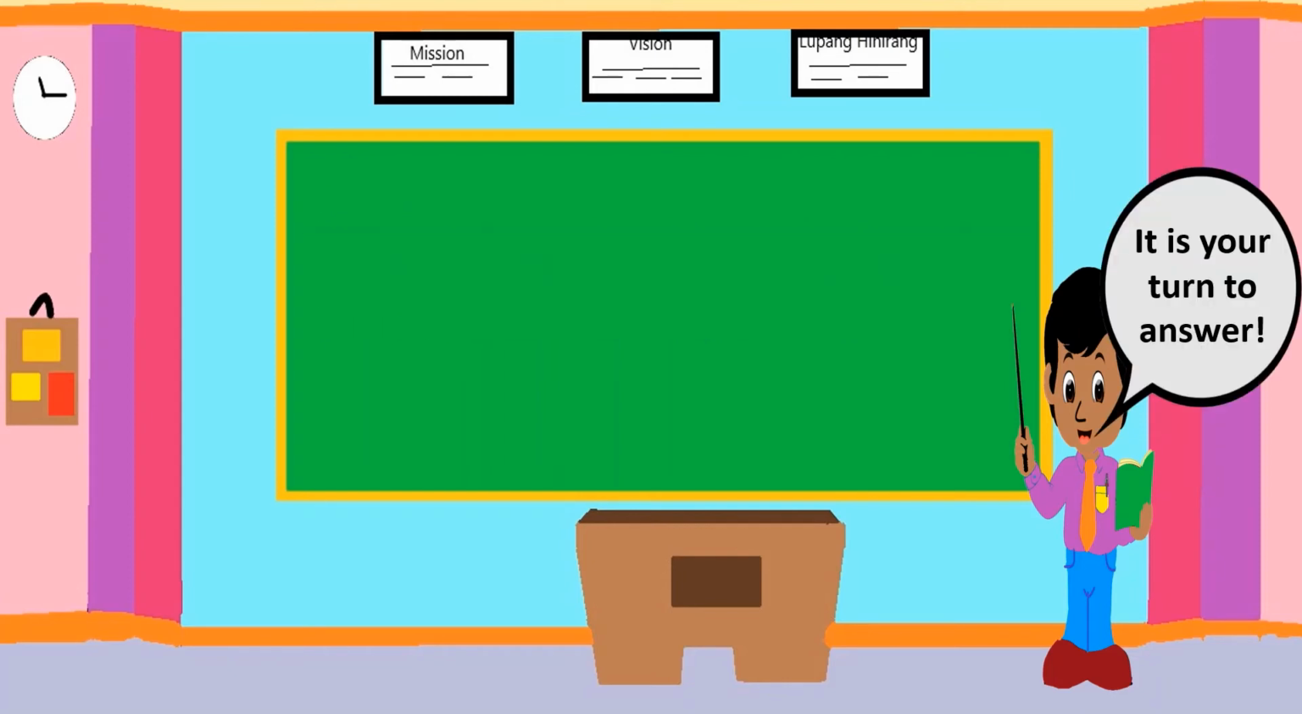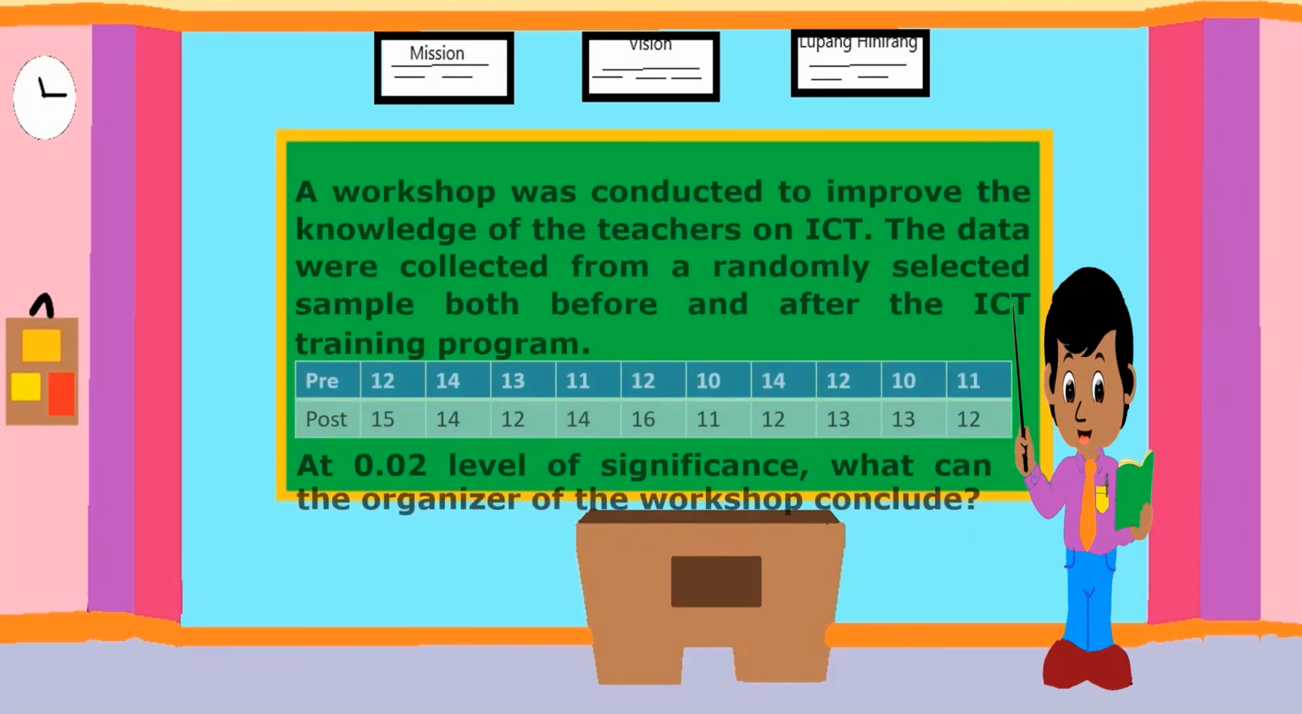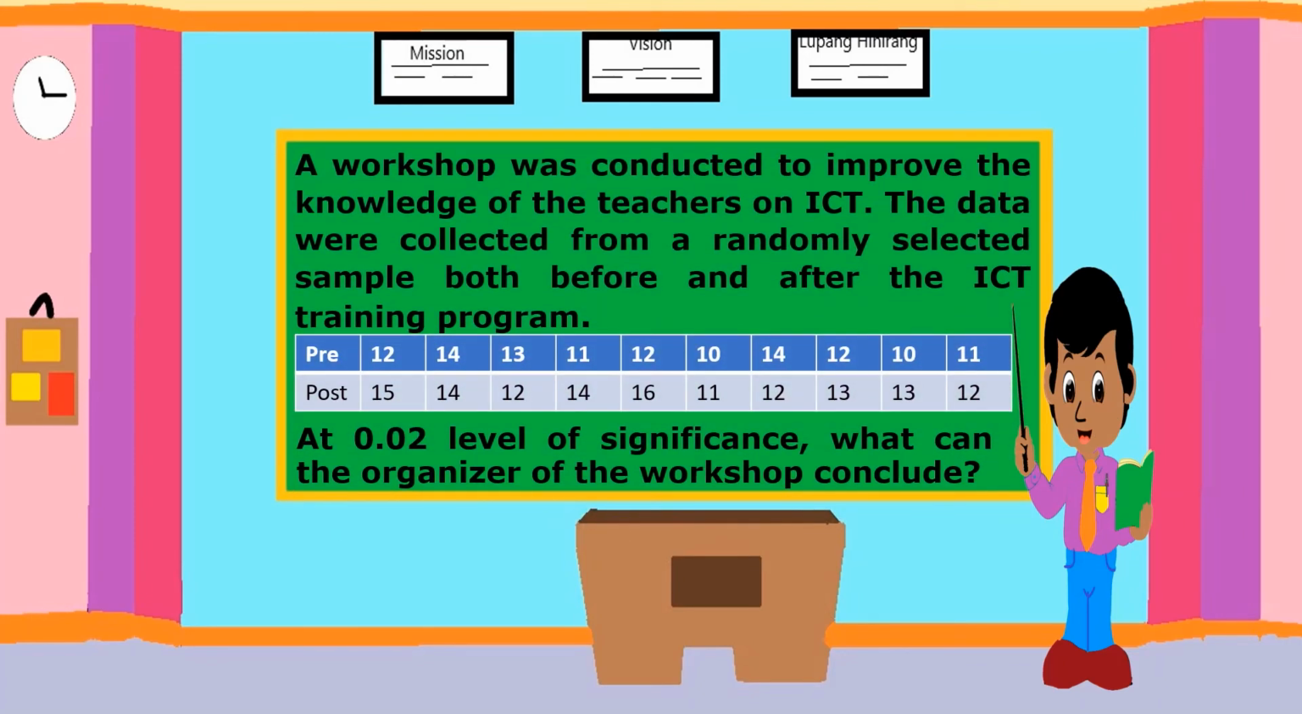It is your turn to answer. Read the problem and conduct hypothesis testing. A workshop was conducted to improve the knowledge of the teachers on ICT. The data were collected from a randomly selected sample both before and after the ICT training program. So the pre-test scores and the post-test scores of the 10 participants.